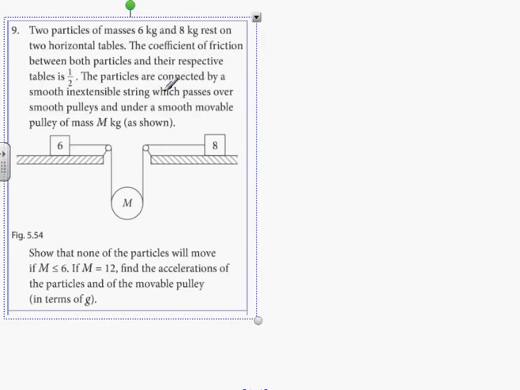Okay, so two particles of 6 kilograms and 8 kilograms rest on two horizontal tables. The coefficients of friction on both tables and both particles is a half.